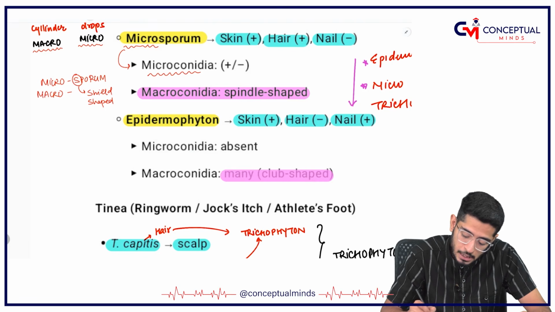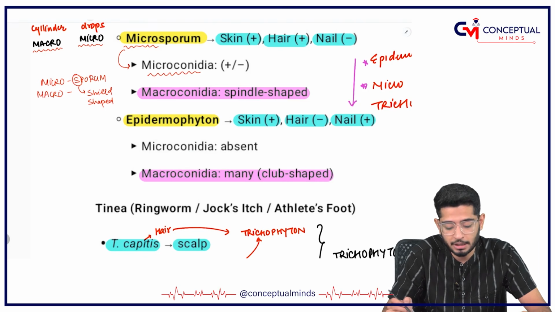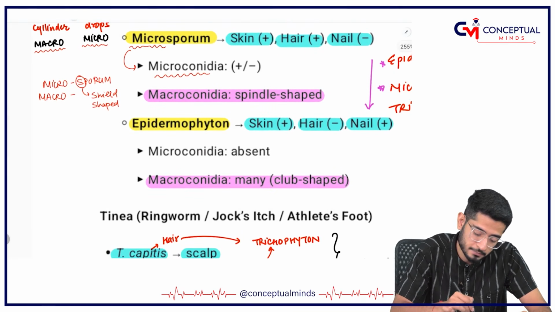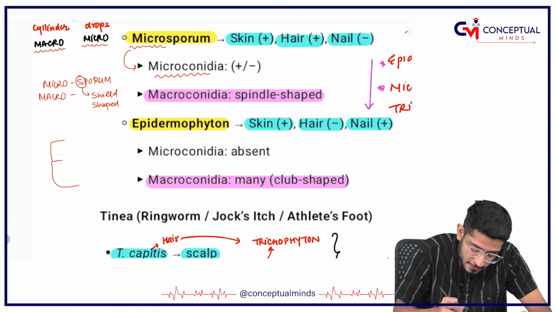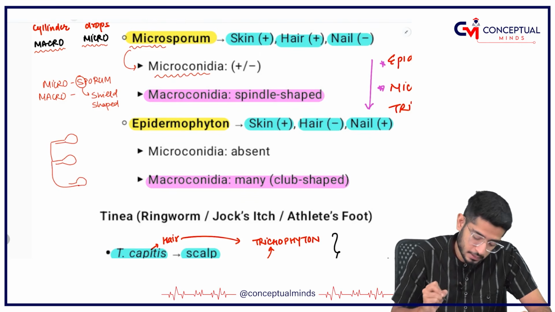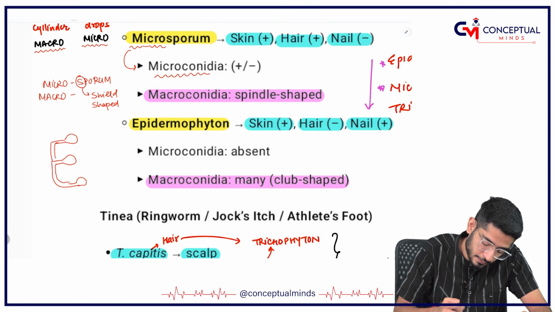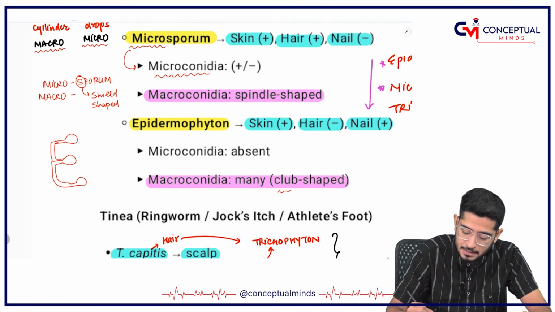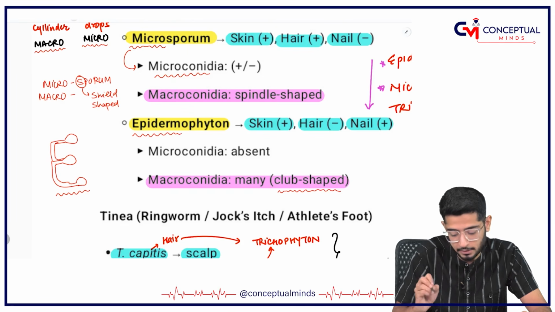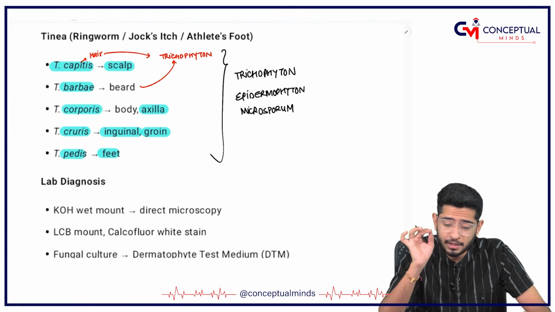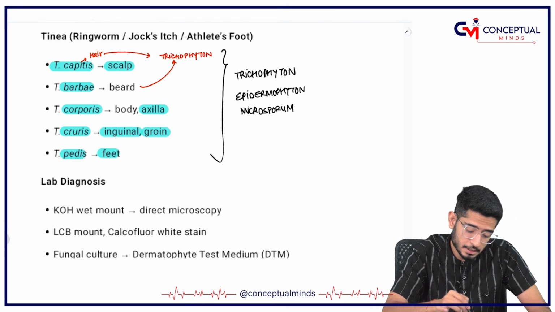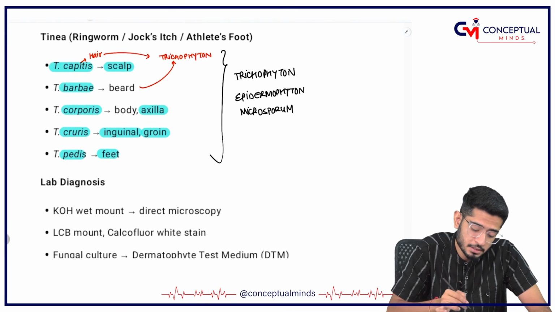Epidermophyton is going to have club shaped macroconidia. How to remember? Let me just tell you. For example, if I just draw E for you, this is the way we draw E, and okay, these are the clubs which I have tried to make for you, and this club is telling you that this is a club shaped macroconidia which is there in the Epidermophyton. These are also not going to have microconidia. Okay, clear?